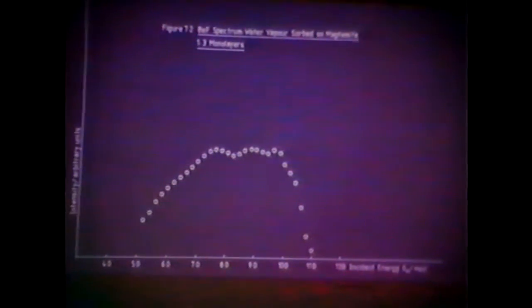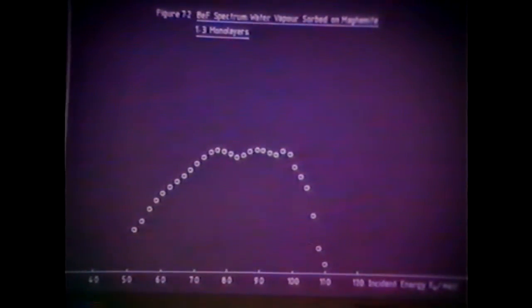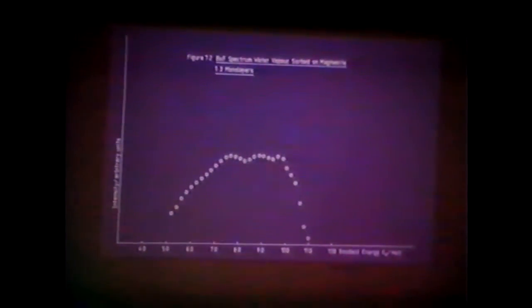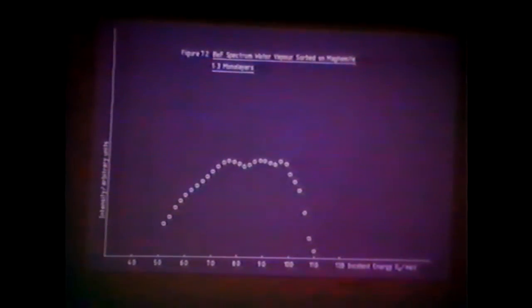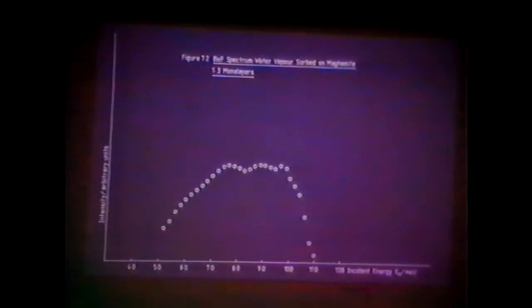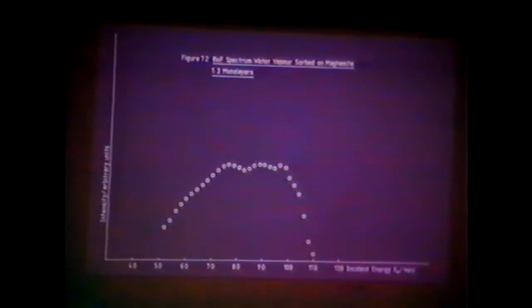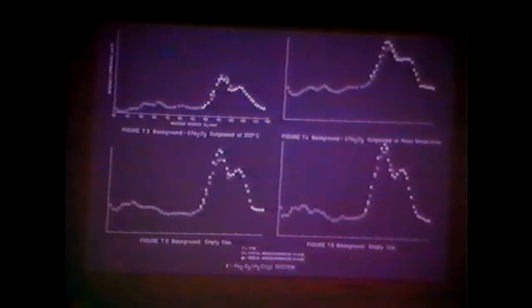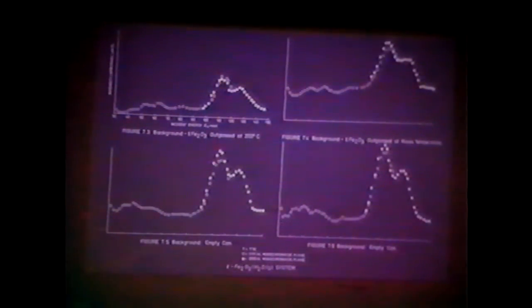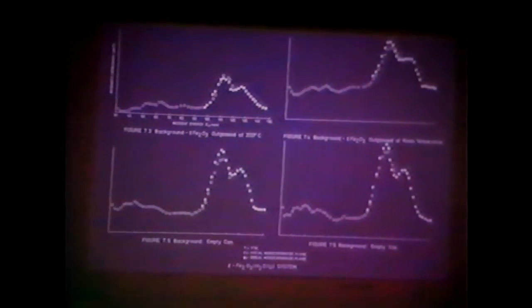Now we have the water vapour absorbing in an ice-like structure. Very broad, but still the peak basically around 80. However, what happens when we leave that for a few days and do it again? So just notice for a moment, it's peaking around 80, fairly broad. Oh, surprise, surprise. After a few days, the 80 MeV peak has gone.